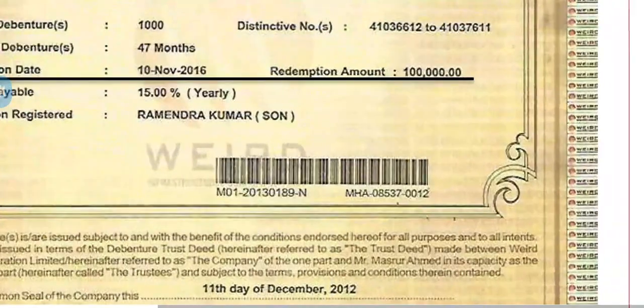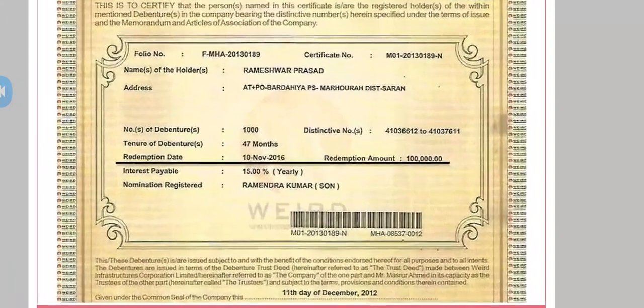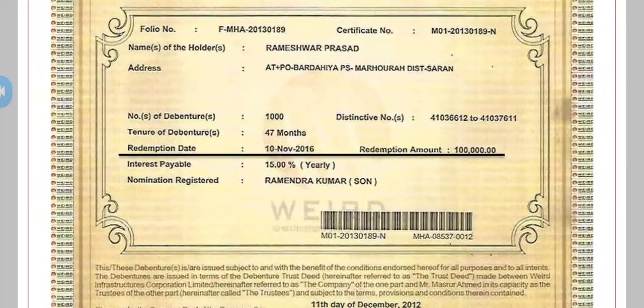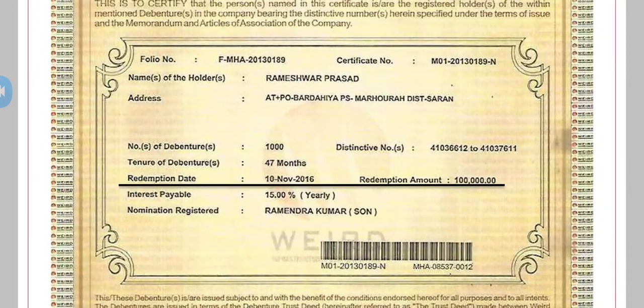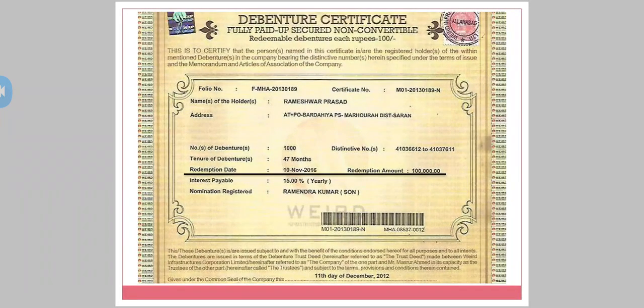See here, this is an example of a debenture certificate. The redemption date is written as 10th November 2016, and the redemption amount is also mentioned in the debenture certificate. So you see, these are the two, along with the rate at which interest is payable. These are the other important pieces of information mentioned on the debenture certificate.